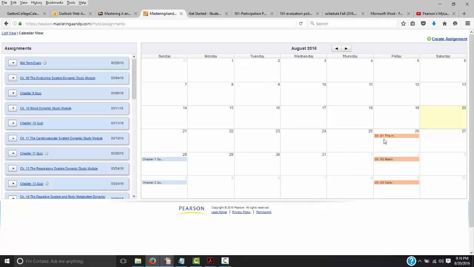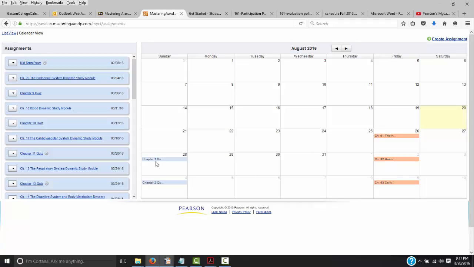So as you can tell here, the study modules have this pink salmon color. And if you hover over each one, it'll tell you the chapter title of that study module, when it is due. And you can see here the Chapter 1 study module due by Friday, August 26th at 11:59 p.m. So every module will look like this.